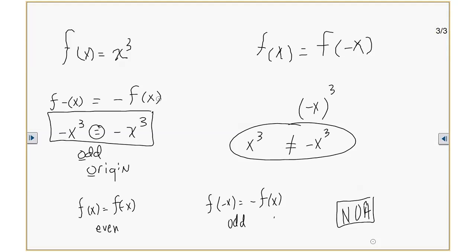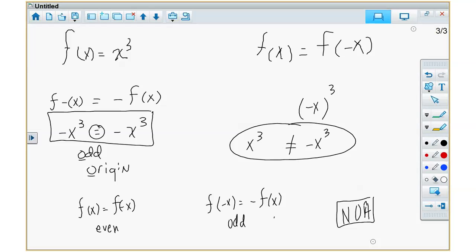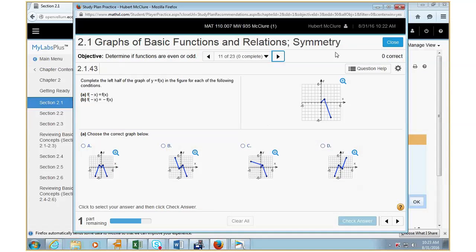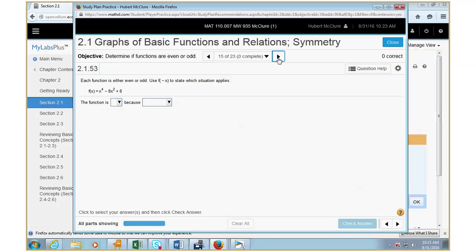So let's find one, I'd like to find one in the homework that actually has finding it algebraically, not with any graphs or anything. So that's what I'm going to try to find next. Do they have any that you actually find? There we go. Just ignore this part and just do the function. Just do whether it's odd or even.